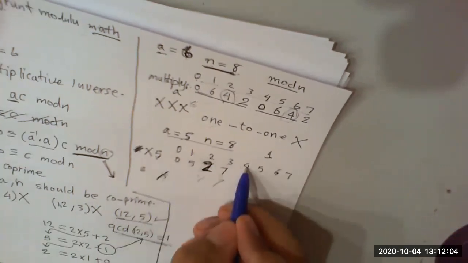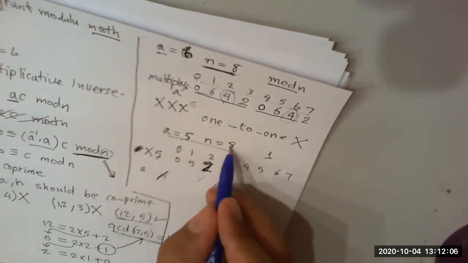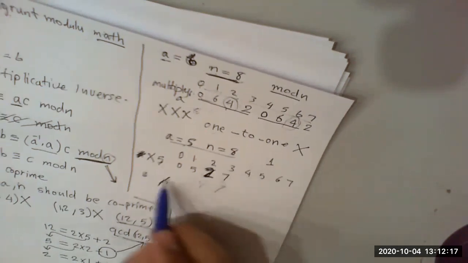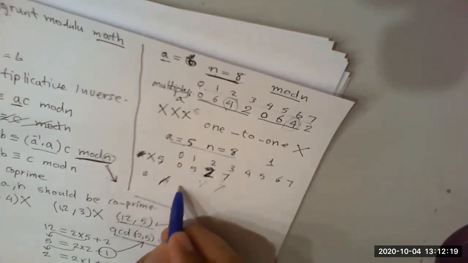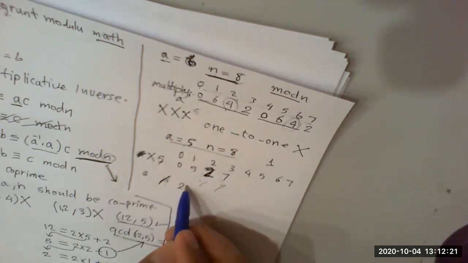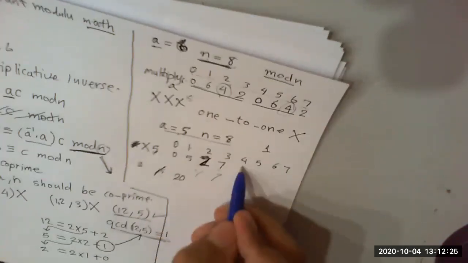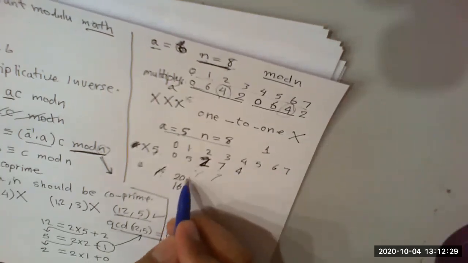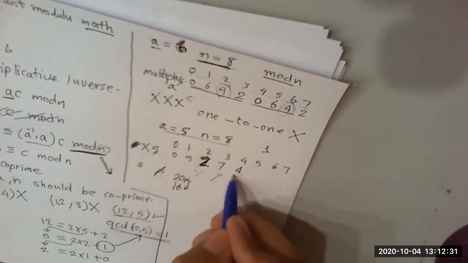5 multiplied by 4 is 20. 20 out of the multiples of 8. Take care, no, this is not true. 4 multiplied by 5 is 20, and 20 out of 16, the difference between them is 4. This way I have 4 here.